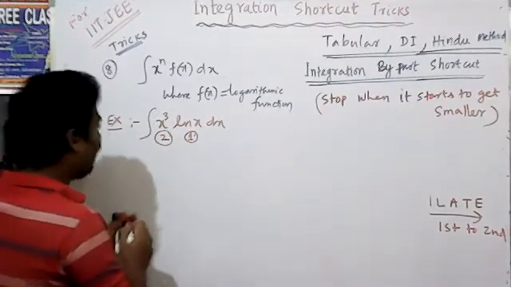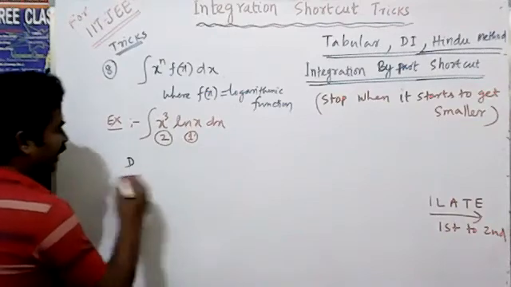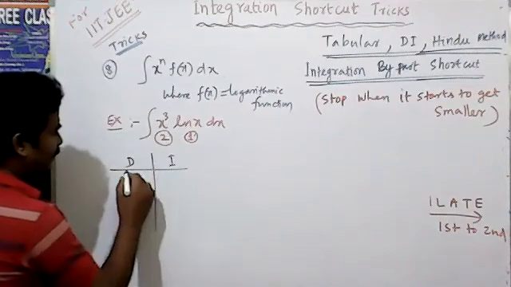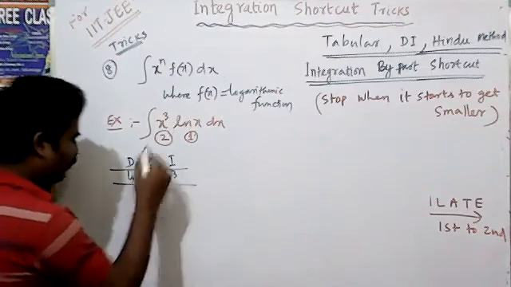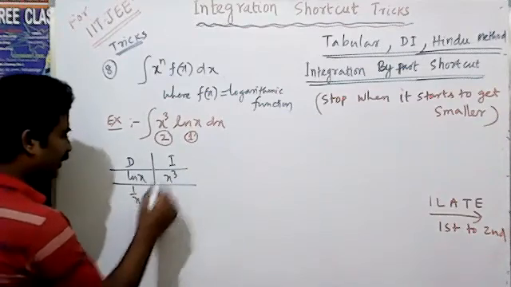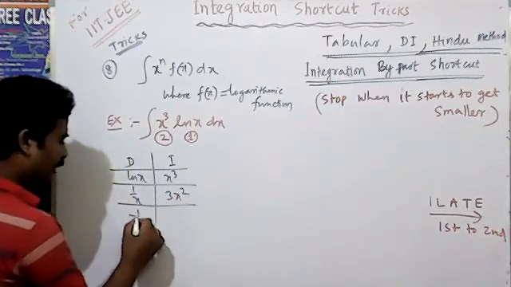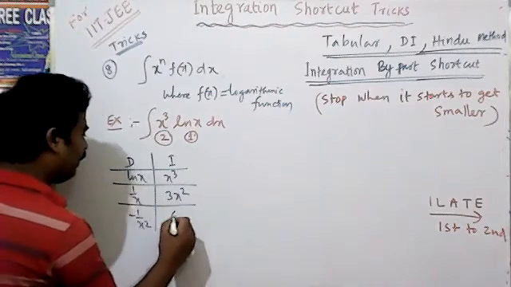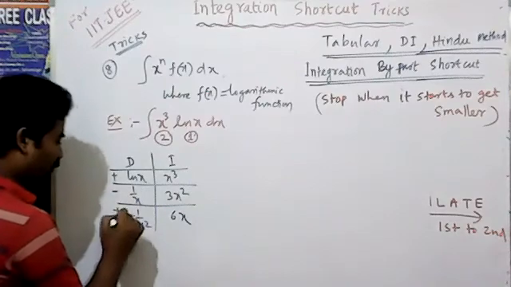That means you can write here D and I. What is the D? D is here, I is here. That means you can say this is ln x, this is x cube. Means you have to write 1 by x, this is 3x square. That time, that is minus 1 by x square, this is equal to 6x. Here plus, here minus, here plus.